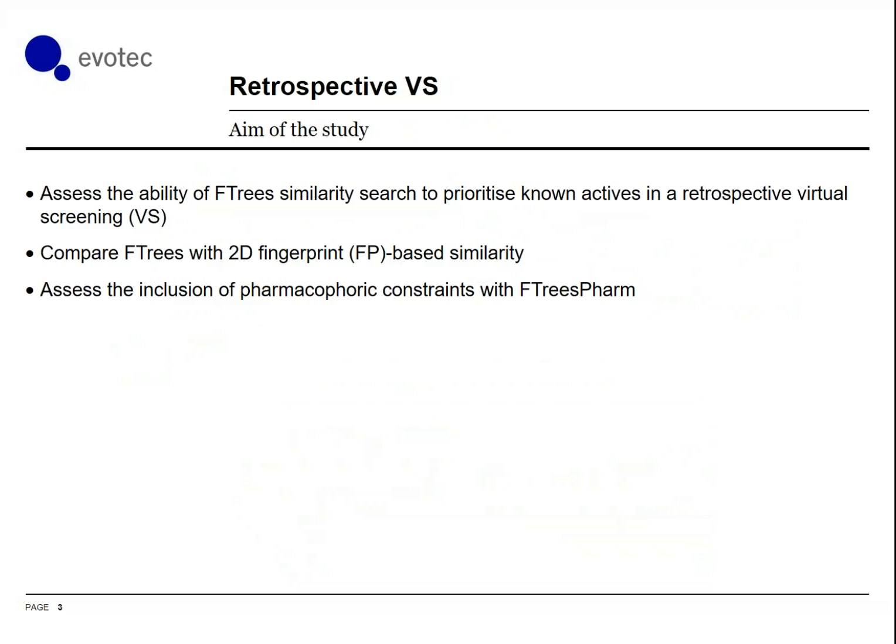Thank you, Christian. So in the first part of this work, I'm going to talk about retrospective virtual screening. And the aim of this part of this study was to assess the ability of FTrees similarity to prioritize non-actives in a retrospective virtual screening setting. And also to compare the results that I could obtain by applying FTrees to those obtained with more traditional 2D fingerprints. And finally, I also wanted to get a feeling of how including pharmacophoric constraints by means of FTrees Pharm could modulate or change the results obtained with FTrees.